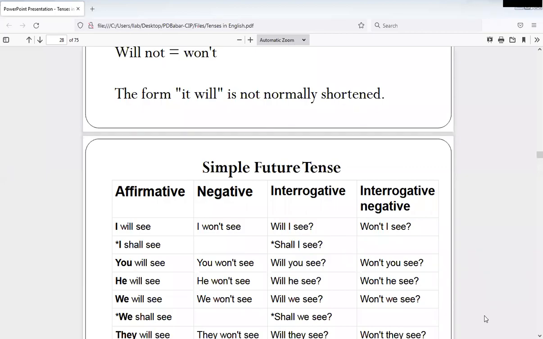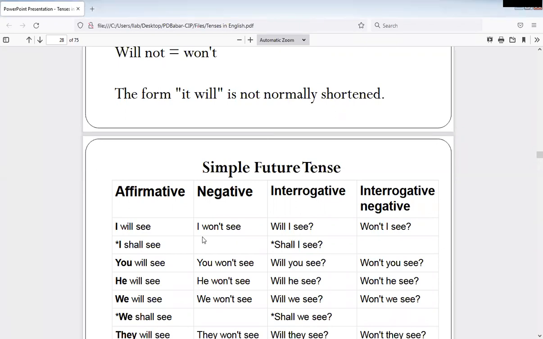Let me share the screen. Please tell me if it is visible or not. Are you watching this screen? Yes, respond. Students, are you able to watch this screen? Yes, sir. Okay. Please respond timely so that I will proceed.